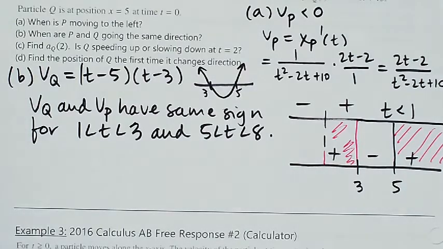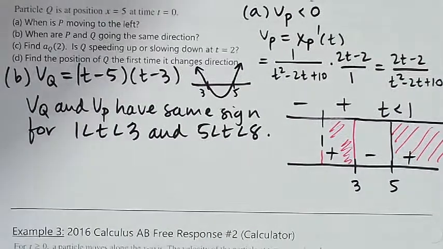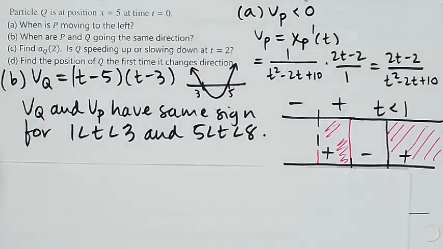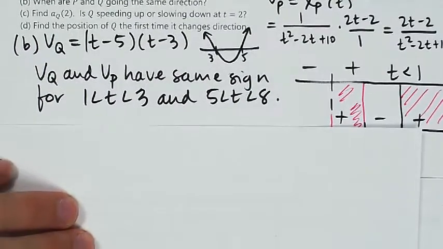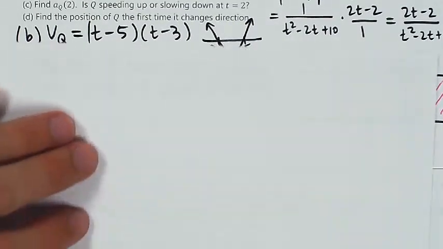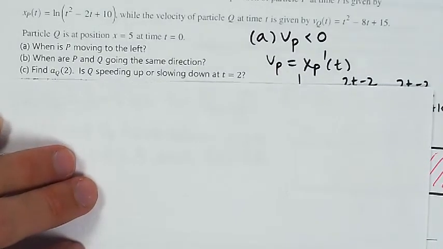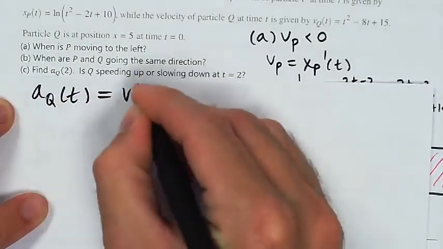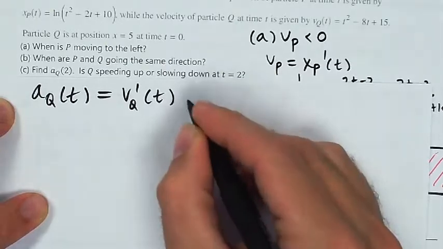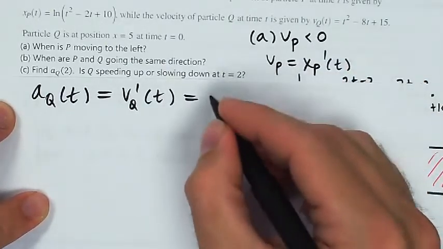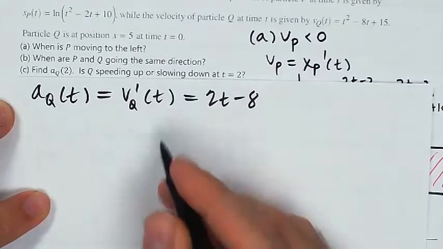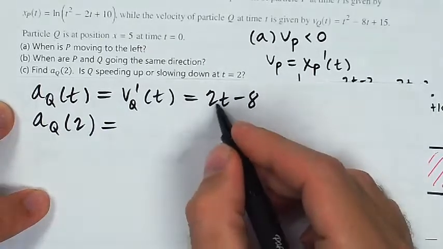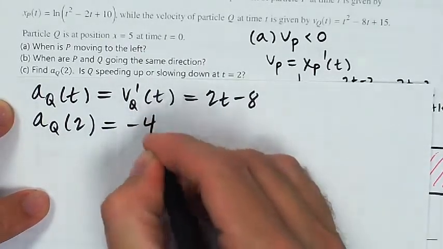I'm going to need some new paper. Find the acceleration of particle Q at time 2. Is Q speeding up or slowing down at t equals 2? So AQ of t is equal to the derivative of VQ. Well, that's nice. That's 2t minus 8. Acceleration of object Q at time 2 is going to be 4 minus 8, which is negative 4.